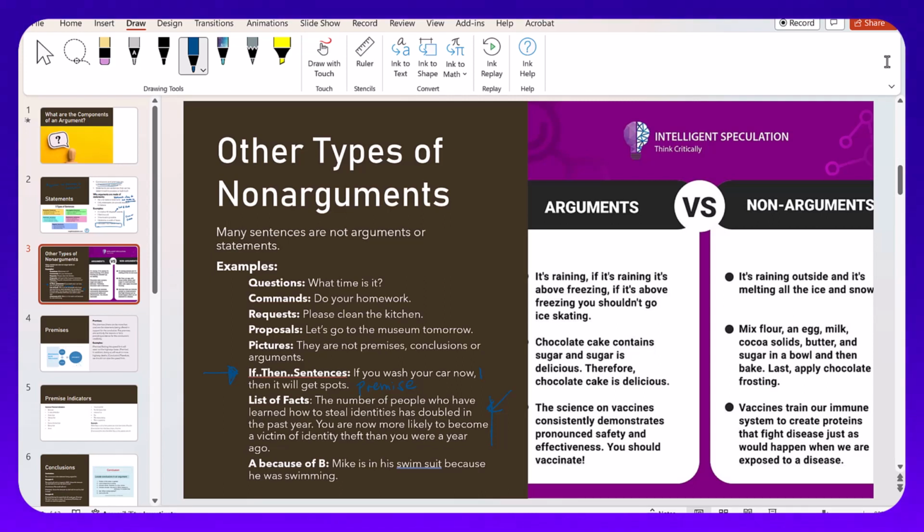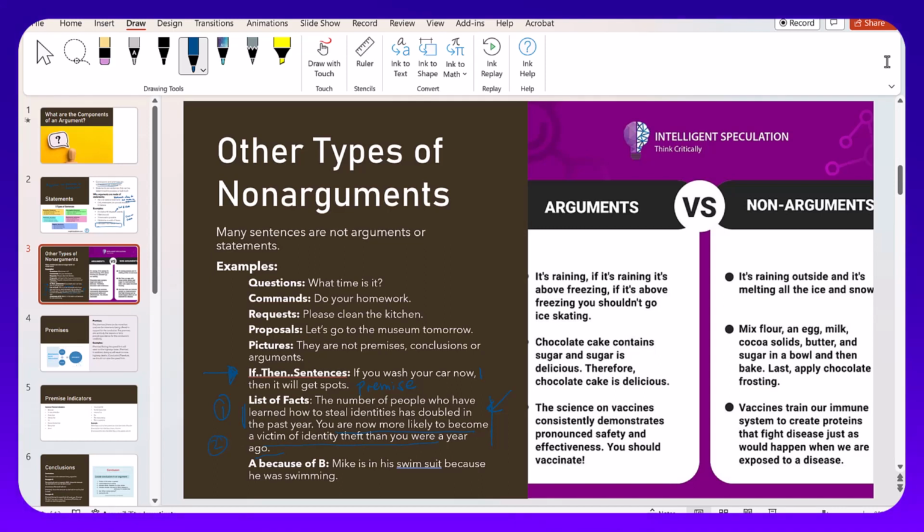Whereas the number of people who have learned how to steal identities has doubled in the past year, you are now more likely to become a victim of identity theft than you were a year ago. The difference is subtle, right? The number of people who have learned how to steal identities has doubled in the past year. That's fact number one. You are now more likely to become a victim of identity theft than you were a year ago. That's the second fact, right?